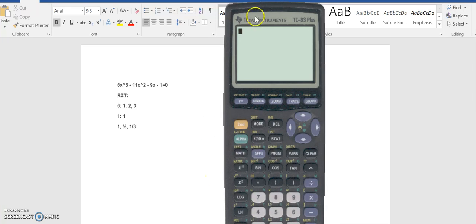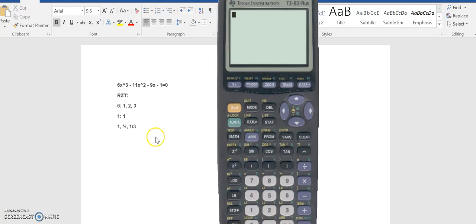Then what I want to do is use my calculator to help us find that first root, so I know what to do first for synthetic division rather than just test all 6 of them. I'm going to put this in my calculator: 6x to the third minus 11x squared minus 9x minus 1. This is equal to 0, but I don't really care about that right now. I just set it equal.